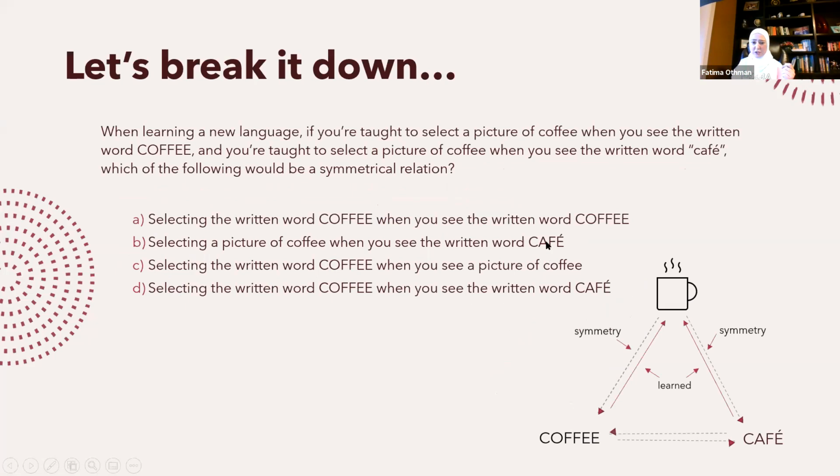And it's not picture to word cafe because that's taught, right? That's right here. Selecting the written word coffee when you see the picture of coffee. Let's see, selecting the written word coffee. So yeah, I can select that when I see the picture. So it looks like it is C. And that is symmetry right there.